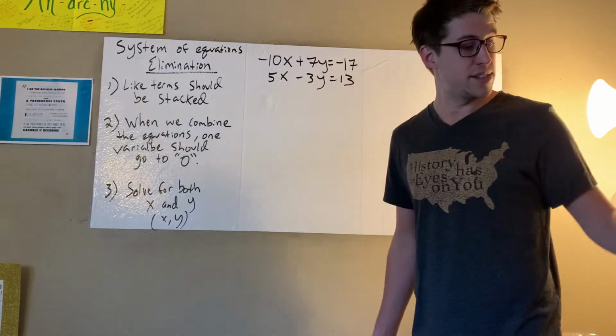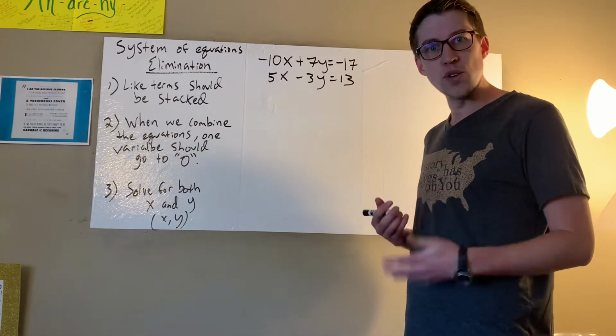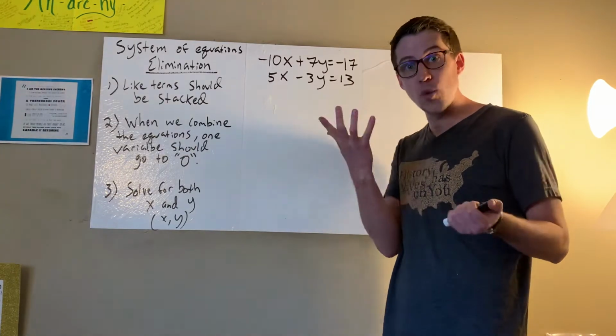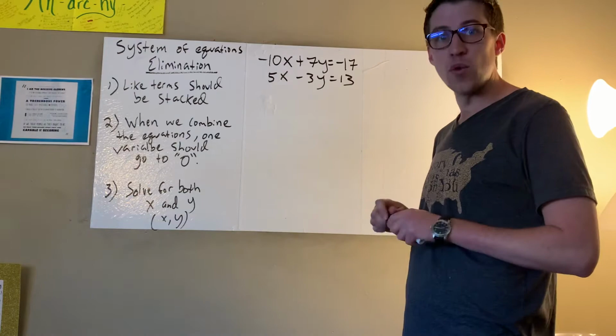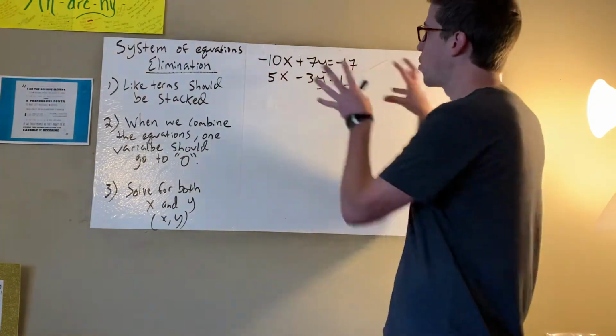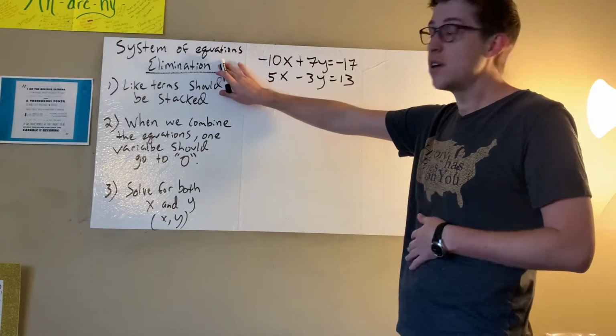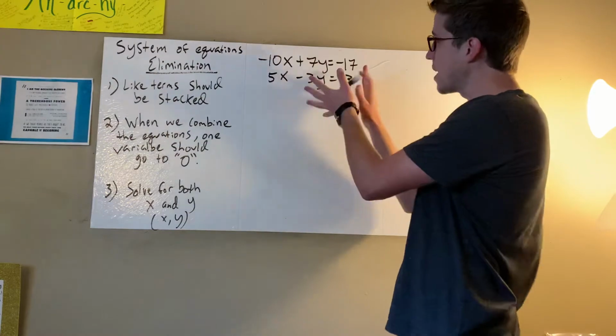When we're solving a system of equations with elimination, it's going to be a little bit different than substitution, where we always had at least one equation with an isolated variable, like y equals. In this case though, x and y are both all mixed up in the equation, so we can use a different strategy.